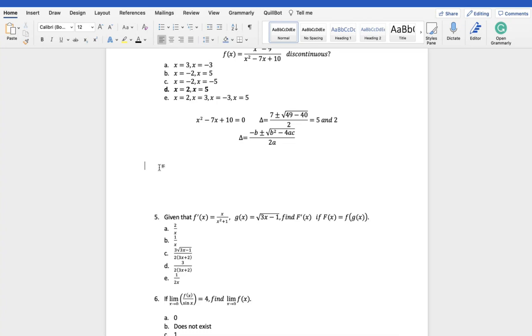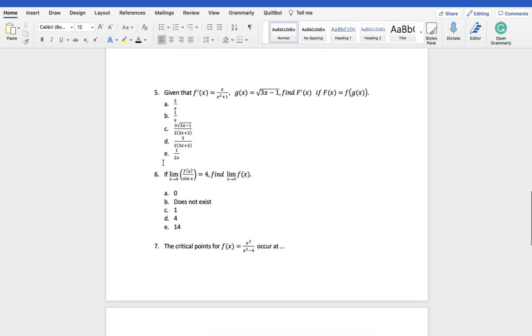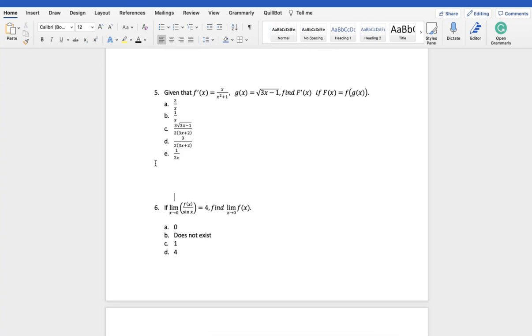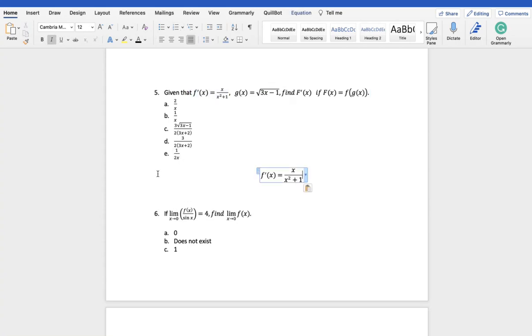Okay, so looking at question 5. This one, we did it yesterday, but I'll just repeat it here because it's an important one. It sort of lets you know how you should think about solving these types of questions.